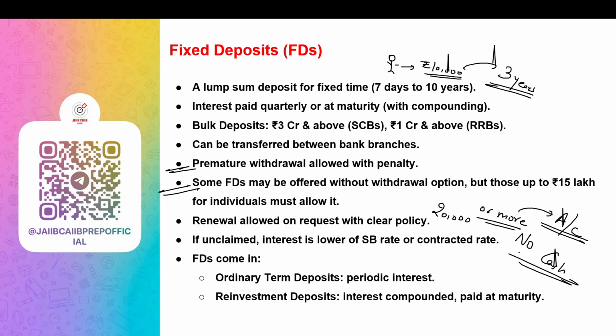How interest is paid? So, interest on FD is usually paid quarterly. Alternatively, the customer may choose to get it on maturity along with the principal. In that case, interest is compounded quarterly. And based on these, there are two types of fixed deposits. Number one, ordinary term deposit. So, interest here is paid periodically. And then there are reinvestment deposits. So, interest added to principal and paid at the end.